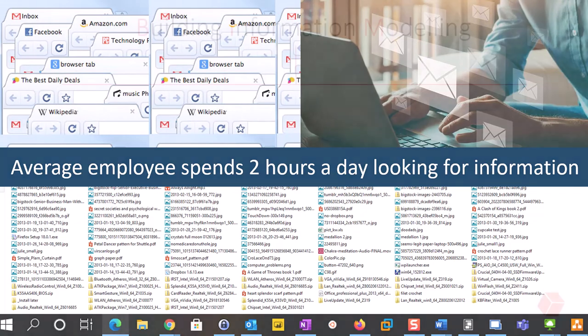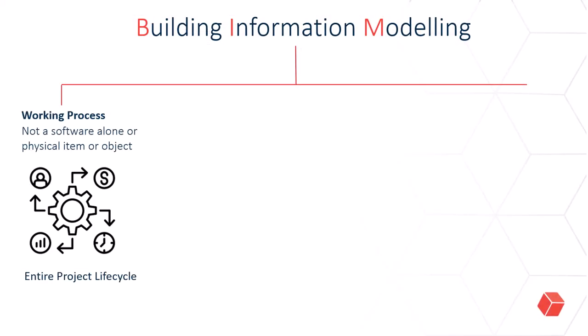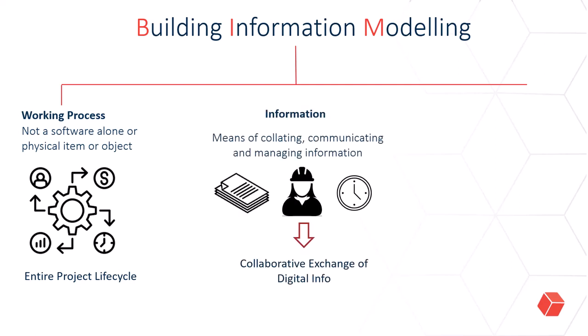And when we talk about building information modeling, a lot of people think of it as a working process, which it completely is. It definitely isn't just a piece of software or a physical item on its own. But it really is also all about the information, and it is a means of collating, communicating, and managing information. I always say it is all about getting the right information to the right people at the right time.